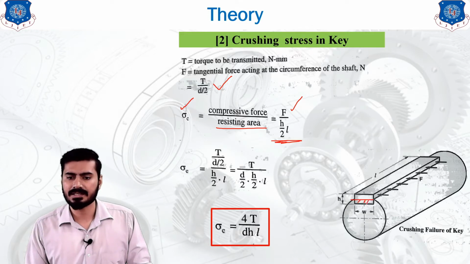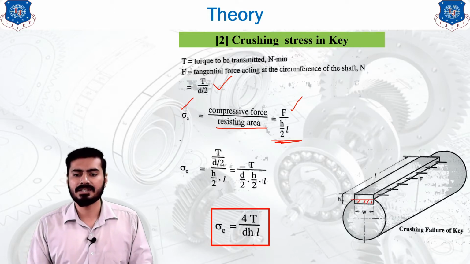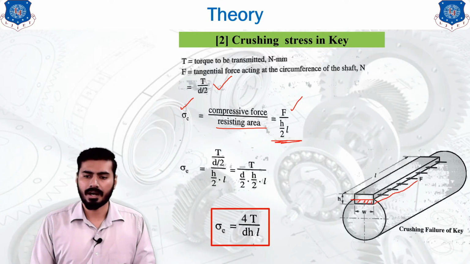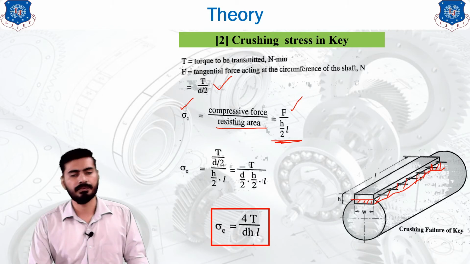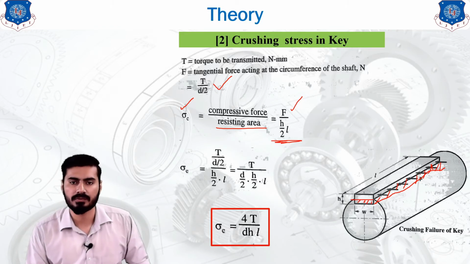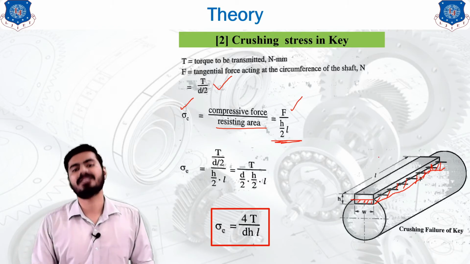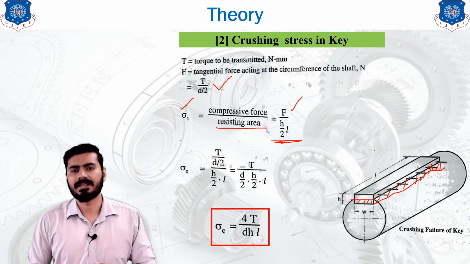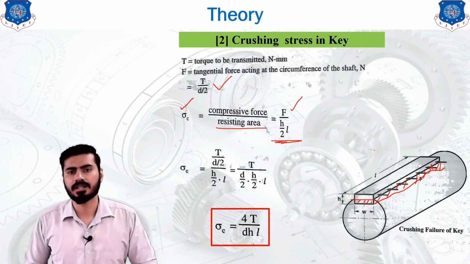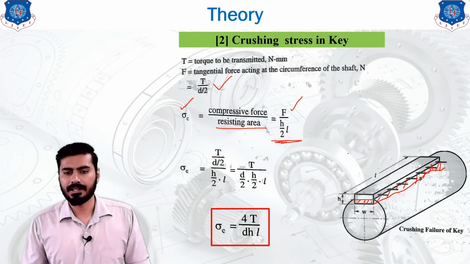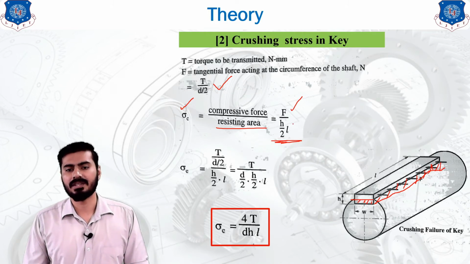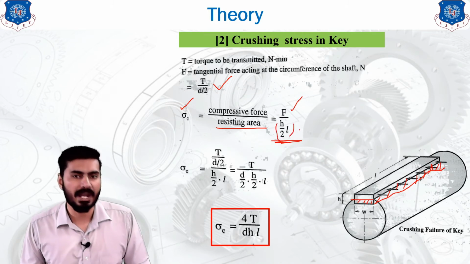Half the region is in contact with the shaft, and the other half is in contact with the hub. We are considering the contact with the shaft only, because the value for the hub will be different from the shaft, and we are first calculating the crushing failure due to the torque transmitted from the shaft. That's why we focus on the shaft only, and only the half portion is connected with the shaft, so we have taken the area H by 2 into L.